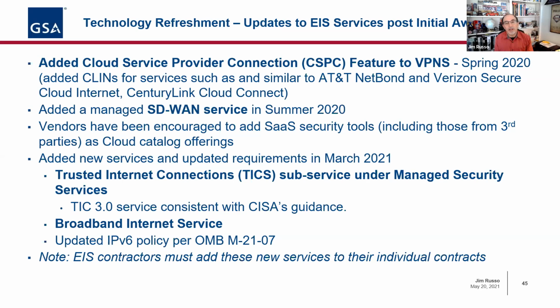We've also encouraged all of our providers to partner with third parties. We know there's a lot of third parties that offer CASB services, cloud-based security services, maybe even cloud-native security services. And through the cloud offerings on EIS, the cloud service area, and the catalog capability within that area, our primes can offer those services to complement their network transport and other value-added services they may provide, so to give you a complete solution.